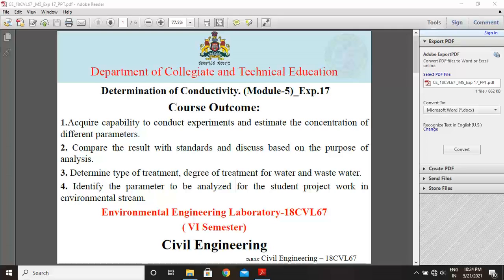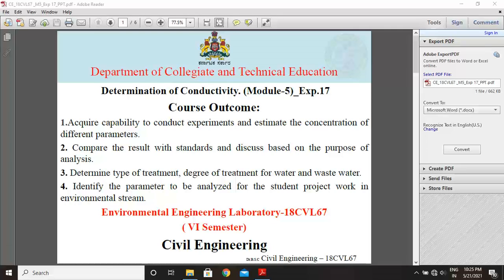One is acquire capability to conduct experiments and estimate the concentration of different parameters. Compare the result with standards and discuss based on the purpose of analysis. Determine type of treatment, degree of treatment for water and wastewater. Next course outcome is identify the parameter to be analyzed for the student project work in environmental stream. So these 4 course outcomes are prepared based on all the experiments of this subject.